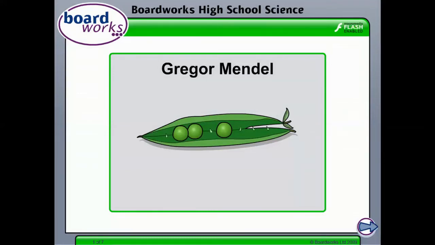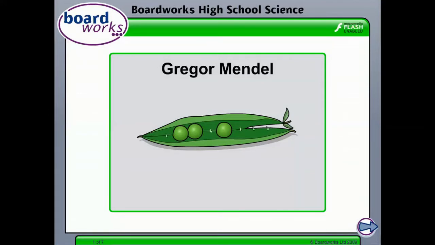Number four, it can easily be artificially pollinated. So it can do self-pollination and artificial pollination because it's easy to take the anther from the male part of one flower to the ovary of the second flower. So it's easy to make artificial pollination.